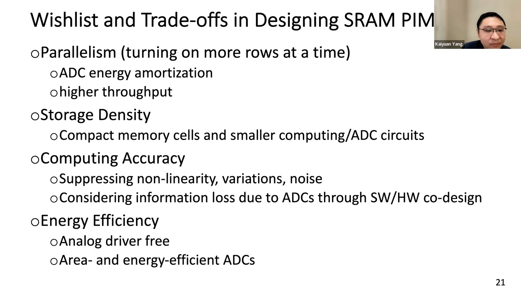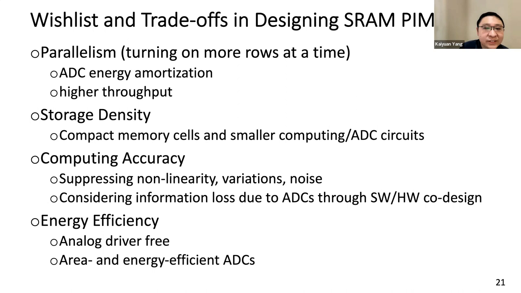And thirdly, we want a higher computing accuracy. This means we want to suppress the nonlinearity of transistors as they do analog computation, and we also need to deal with variations coming from process, voltage, and temperatures, and also random noise being added to any analog operations. In addition to this circuit physical level noise and variation source, we also need to consider the information loss due to extra A to D converters.